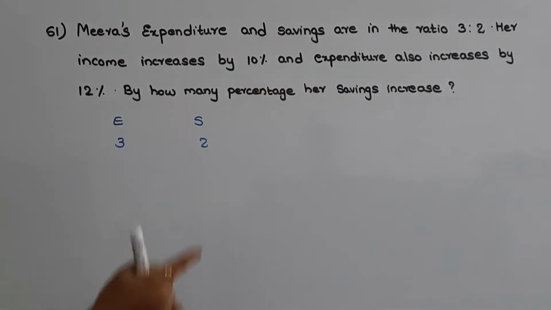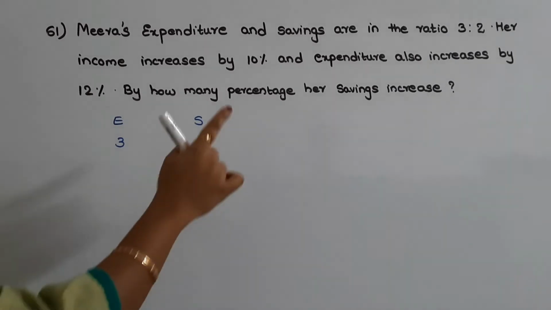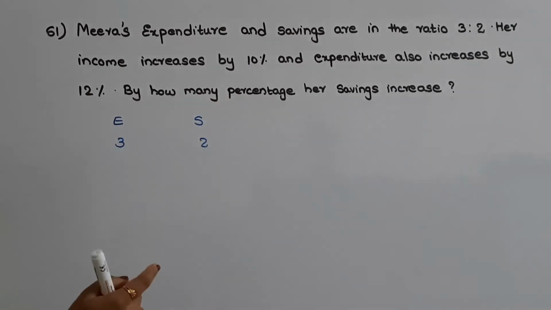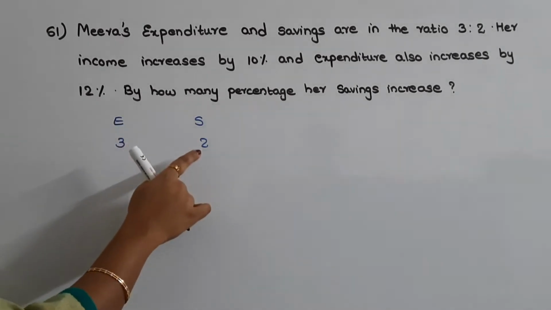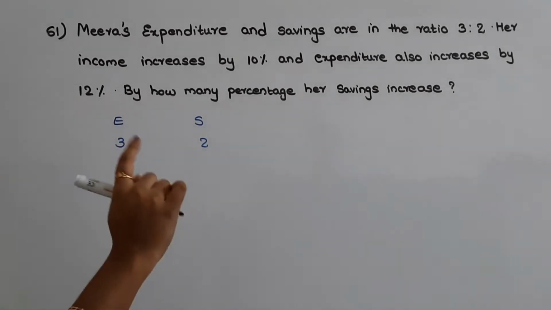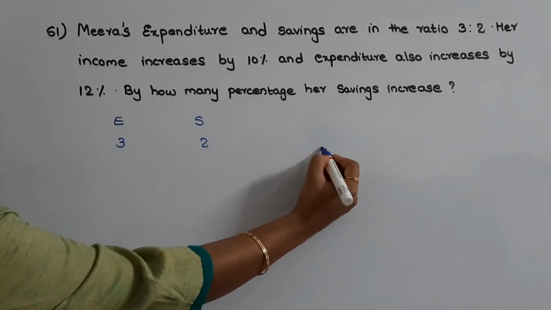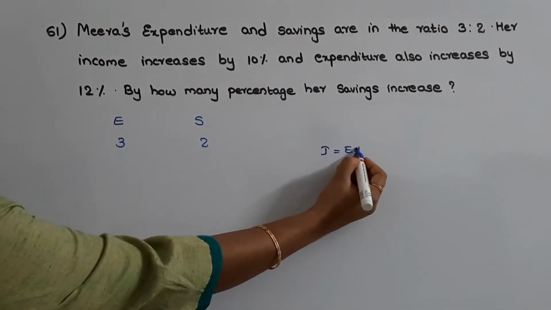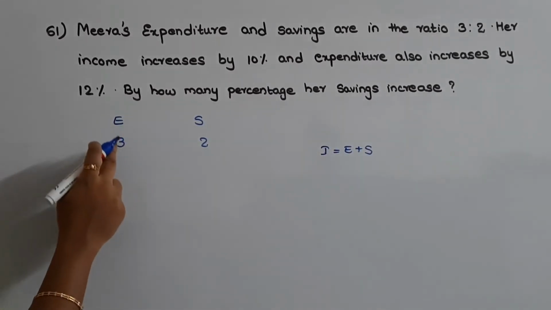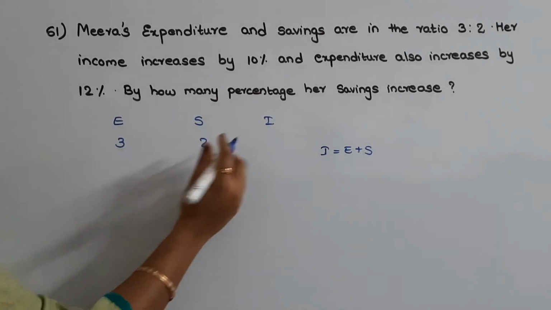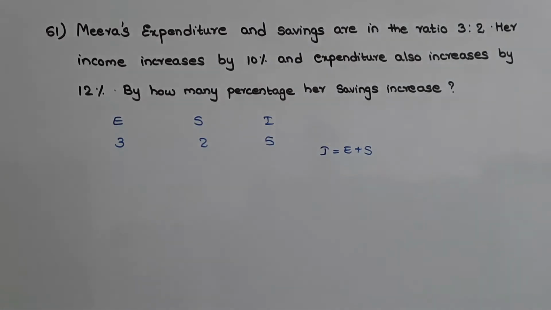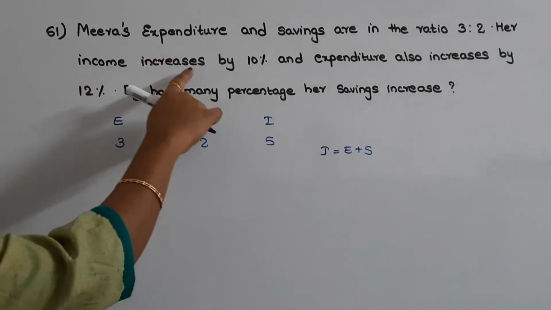Here in this question, we need to find out the answer in terms of percentage. So let us consider the expenditure as 3 and the savings as 2. So what will be the income? Income is equal to expenditure plus savings. So if expenditure is 3 and savings is 2, then income will be equal to 3 plus 2, that is 5.